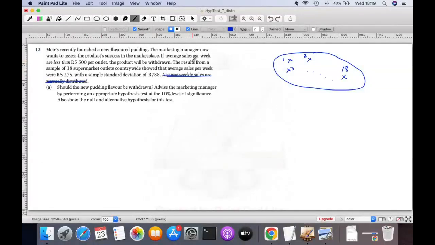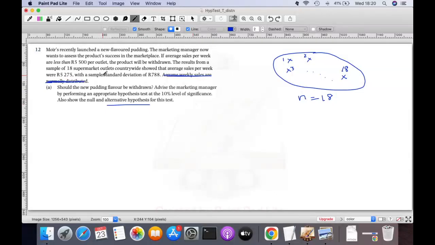Now this product was launched, and to determine whether it was a success, they looked at just a sample of 18 supermarkets. So that's your sample size, n, which is 18. And now what they're telling you is to test the hypothesis. So you know you're doing a hypothesis test if you look at the question. There's a question, hypothesis test.